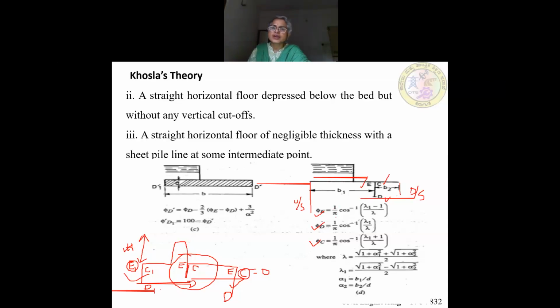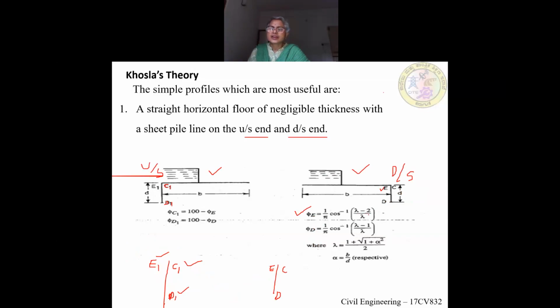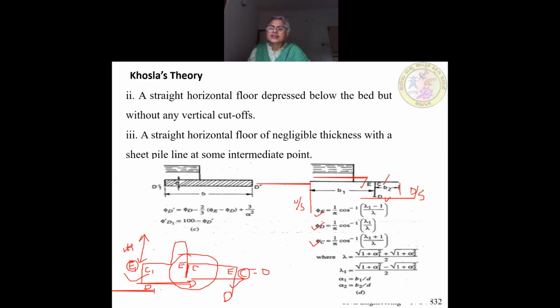Okay, so phi is 1 by pi cos inverse of, there it was lambda minus 2 divided by lambda. Here it is lambda 1 minus 1 divided by lambda. So here it is only lambda 1. Here it is lambda 1 plus 1. That is all the difference. There it was 1 by pi cos inverse of lambda minus 2 divided by lambda, whereas here it is lambda 1 minus 1 by lambda, because this 1 you remove and again you add 1. This is how you can remember.